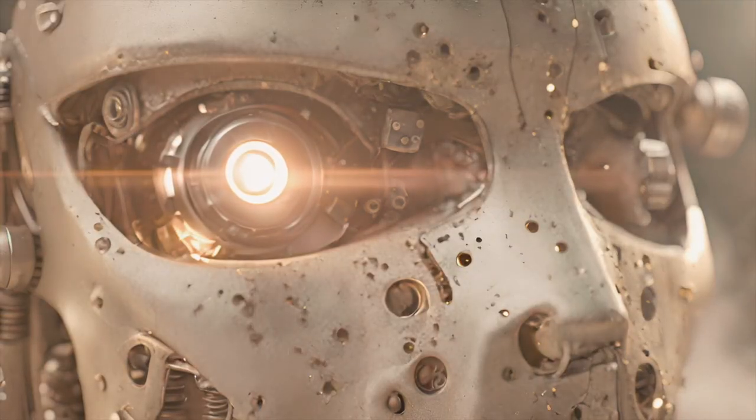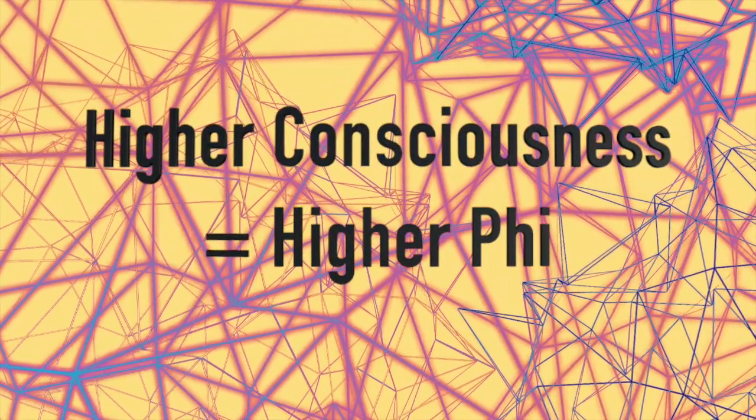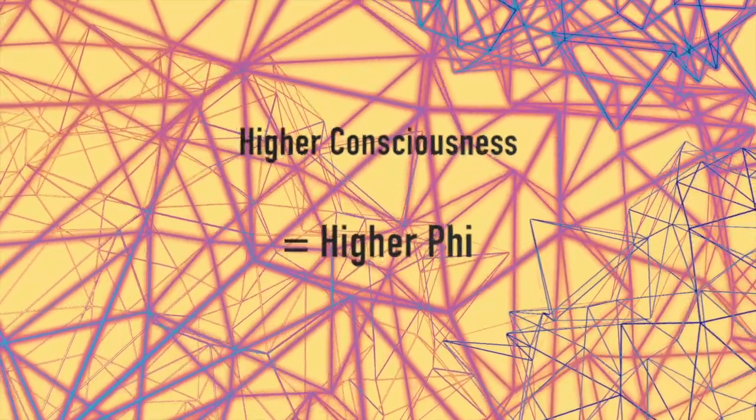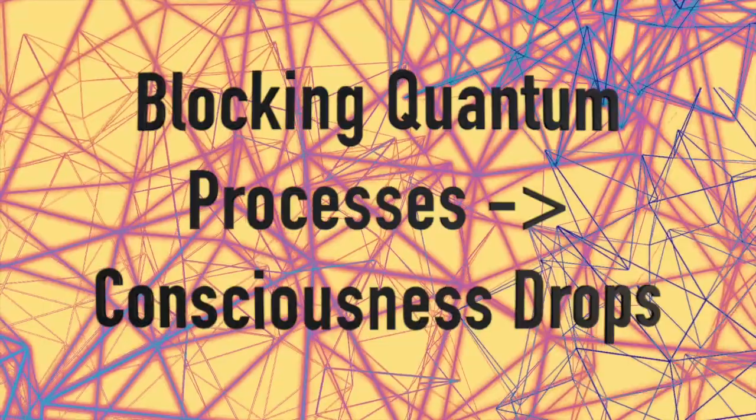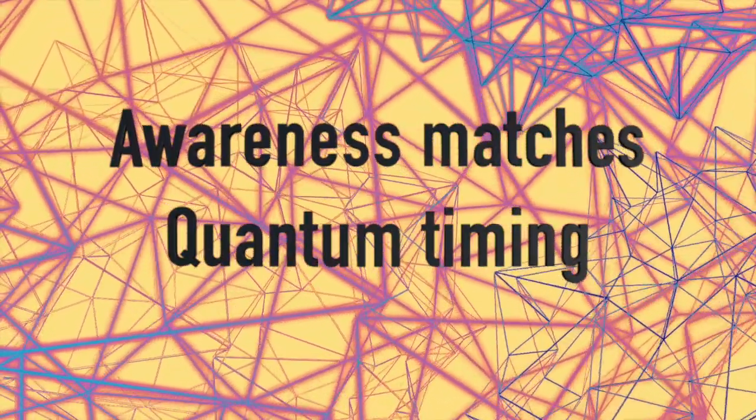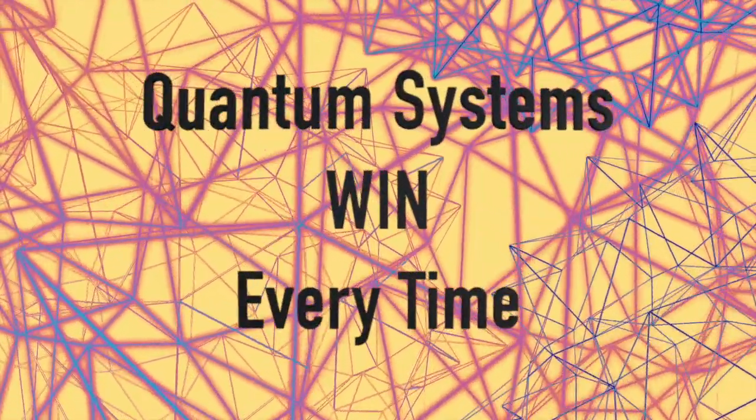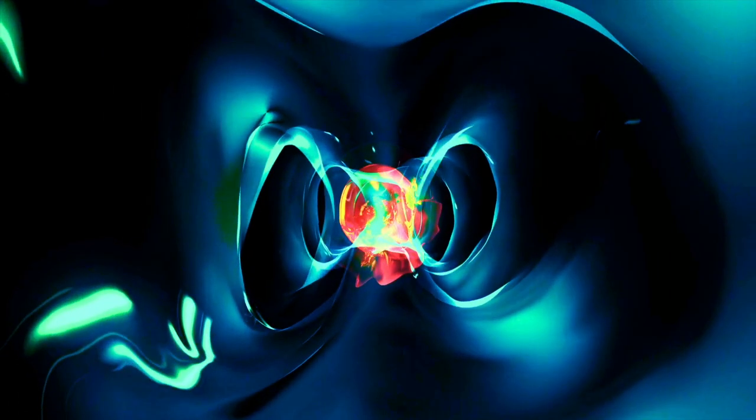Are you ready? First, consciousness levels should rise with both quantum coherence and phi simultaneously. Second, disrupting quantum processes should lower both at once. Third, recognition speed should align with quantum, not classical processing speeds. This goes for both human and artificial intelligence. And quantum-enhanced systems should score higher on phi than even the fastest classical computers. So what does this mean for you right now?